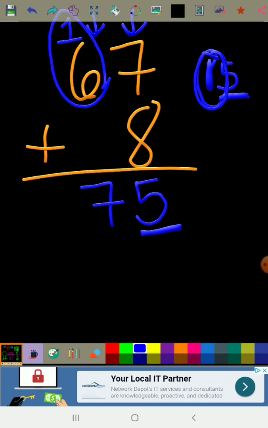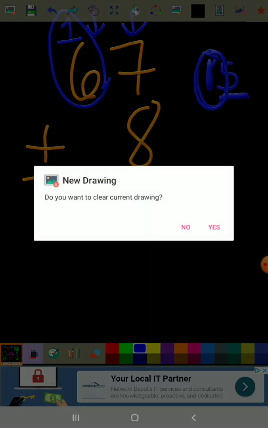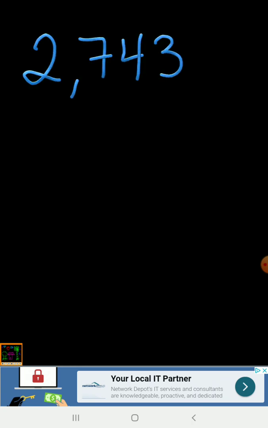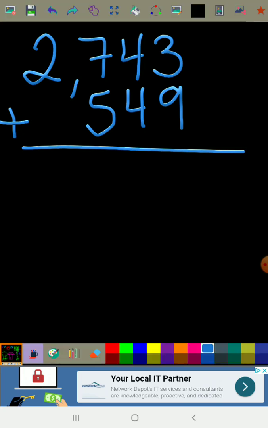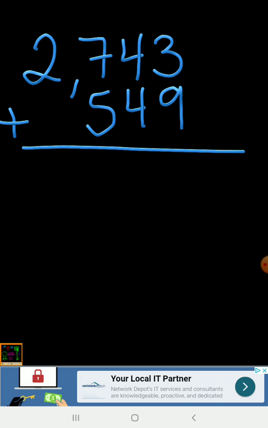And here's another example where we will practice. What if you have 2,743 plus 549? So again, start on the right side. 3 plus 9 is 12. So we're going to write the 2 here, and then we carry the 1 to this column.